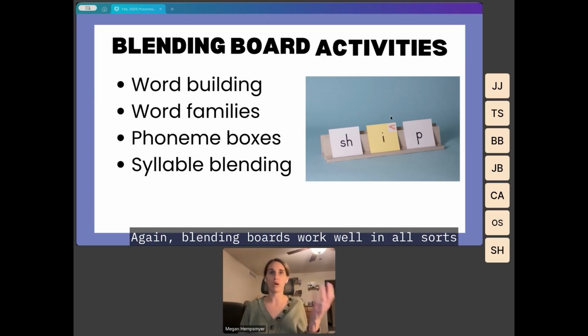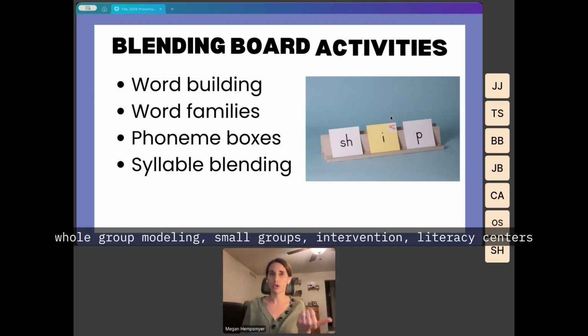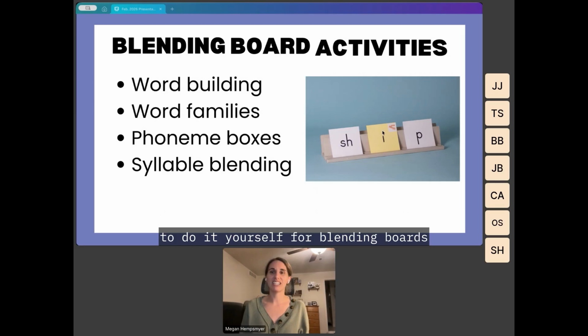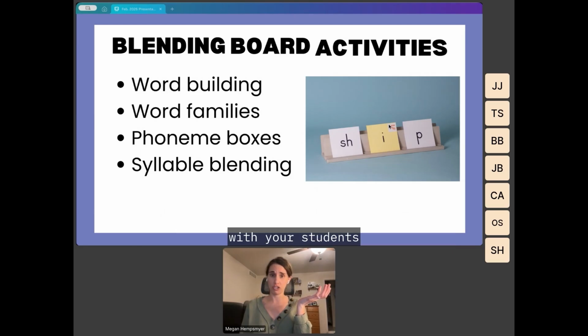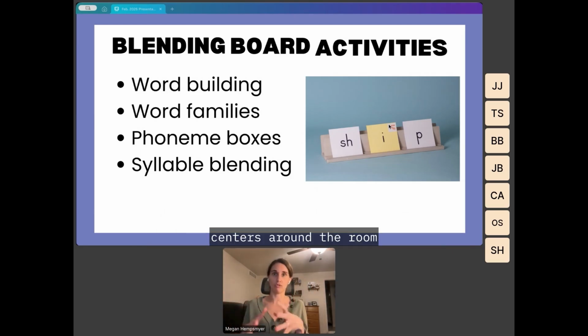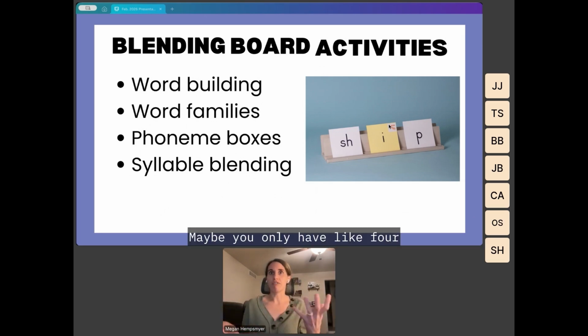Again, blending boards work well in all sorts of different settings in your classrooms. Whole group modeling, small groups, intervention, literacy centers. So many options out there, again, to do it yourself for blending boards. There are a couple different activities that you can also use these blending boards with your students, especially if you have centers around the room and maybe you only have a couple blending boards. Maybe you only have like 4 or something.